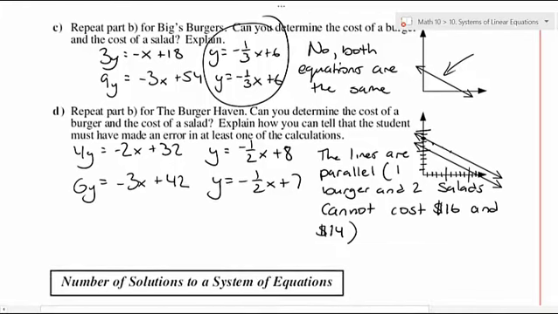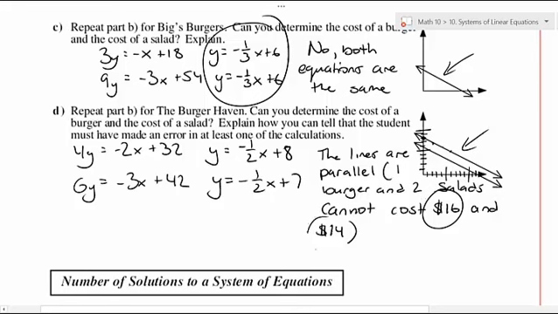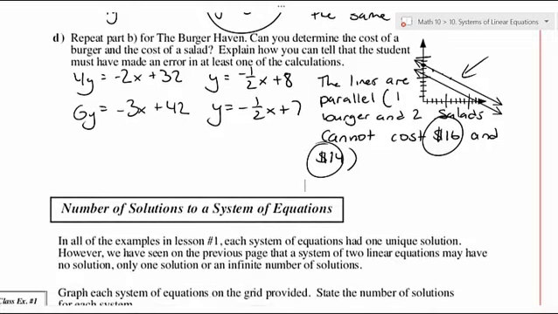Infinite number. And then you've got Burger Haven right here, and I graphed those, and I found that they were parallel. That means that there's actually no possibilities. The lines don't meet. And so we really can't have a situation where one burger and two salads equals $16 and then $14 at a different time. That means that somehow we've got a mistake there. So that helps us understand these system of equation solutions.